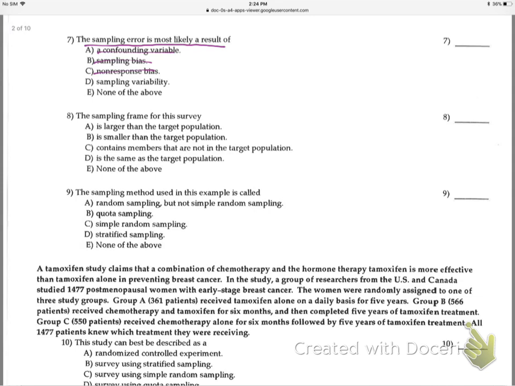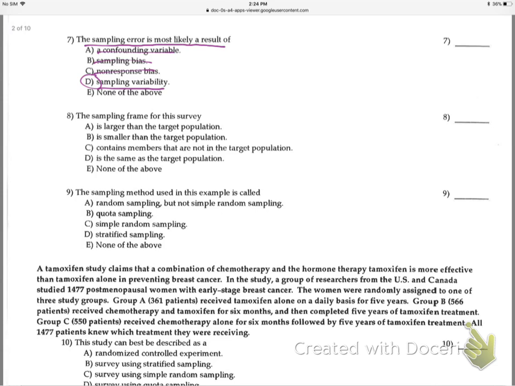Confounding variable. Oh, I haven't talked about that. I need to talk about that. Anyway, sampling variability. That's the answer. Samples vary. Sometimes when you're reaching there's a little bit of luck involved, isn't there? Sometimes you get more red, sometimes you get less red. It's just a little bit of luck. Sampling variability.